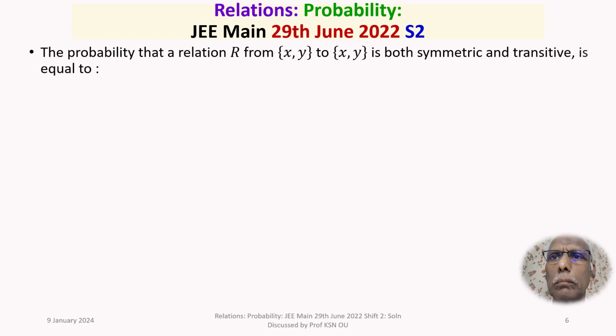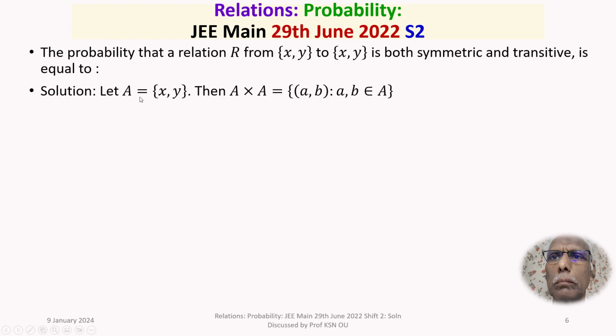Let's now discuss the solution of the problem in detail. Let capital A be the set consisting of the two elements x and y. Then A cross A, the Cartesian product of A with itself, is the set of all ordered pairs (a, b) where a and b belong to A. That is equal to the set of ordered pairs (x, x), (x, y), (y, x), (y, y). We notice that the order of A cross A, n of A cross A, the number of elements present in A cross A, is equal to 4.